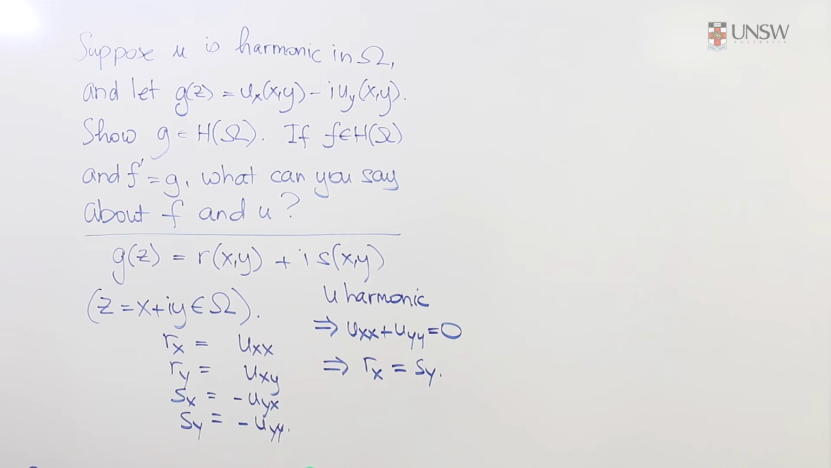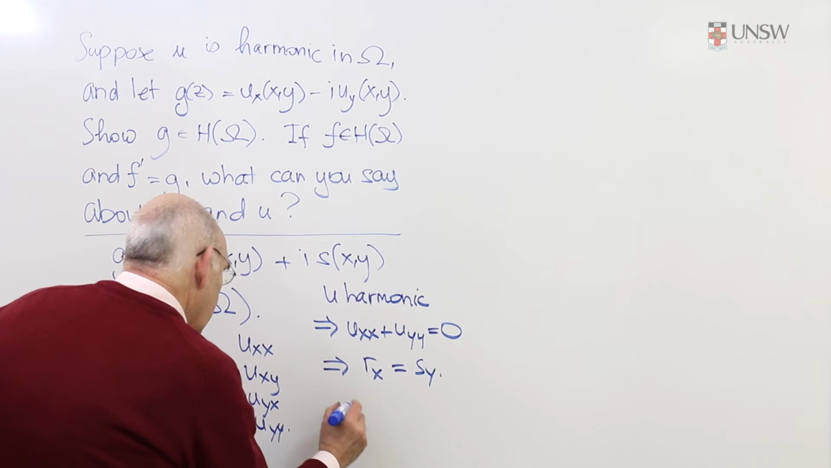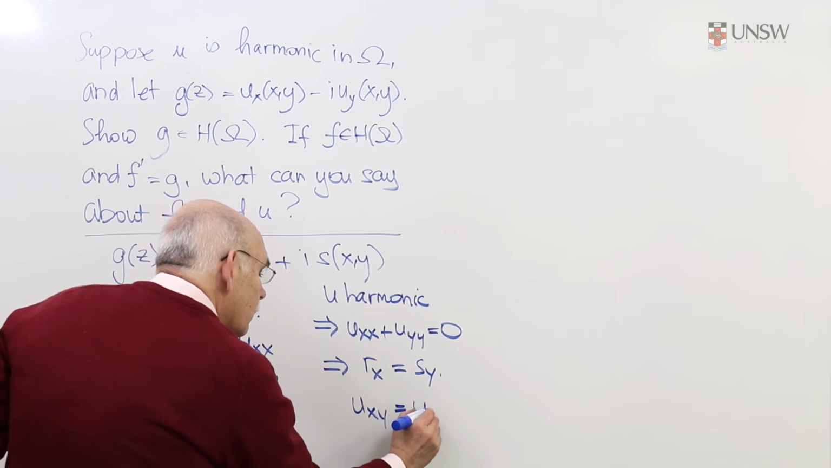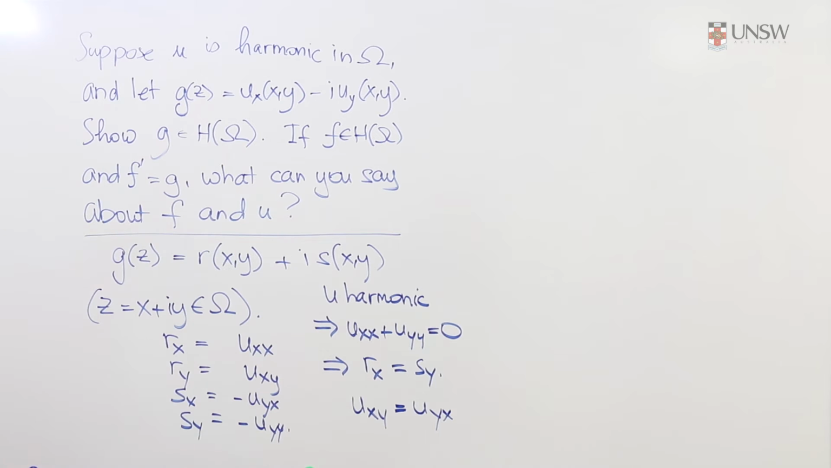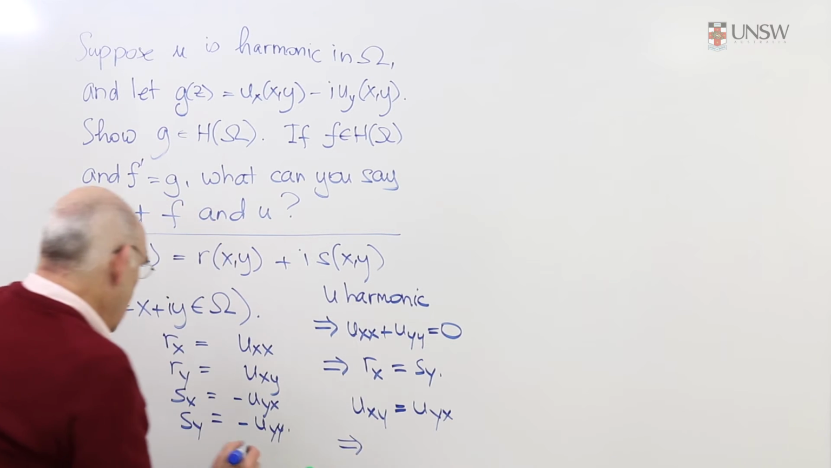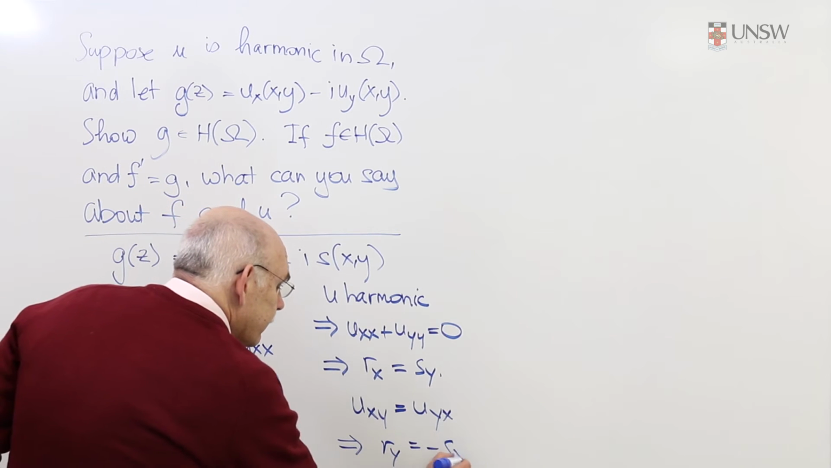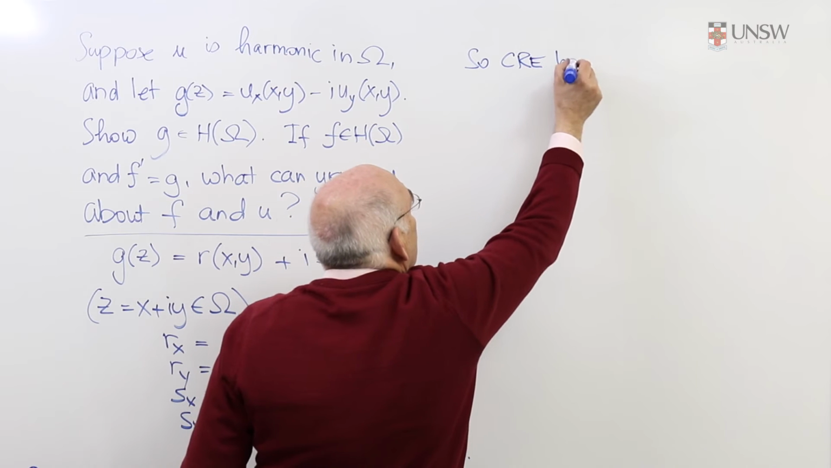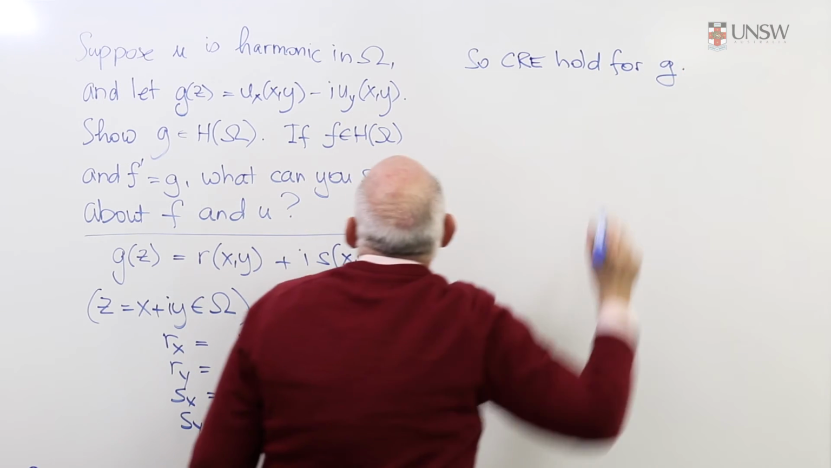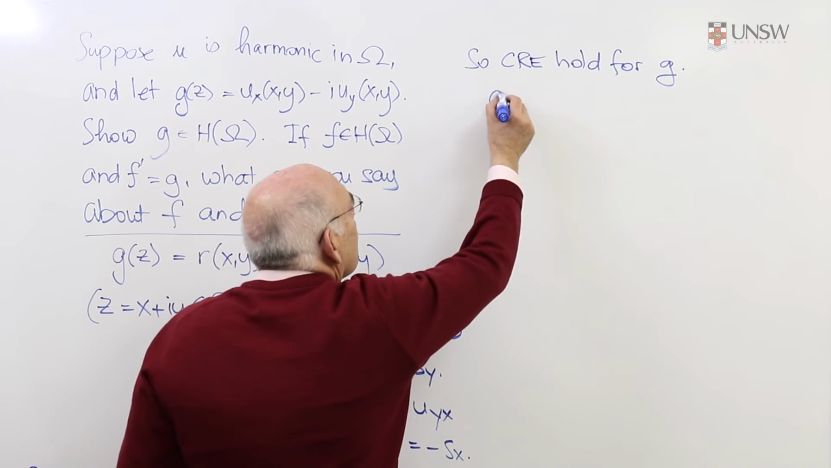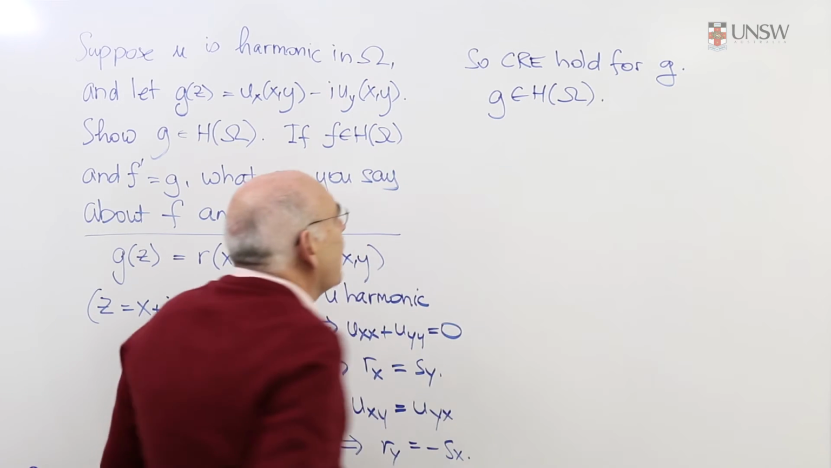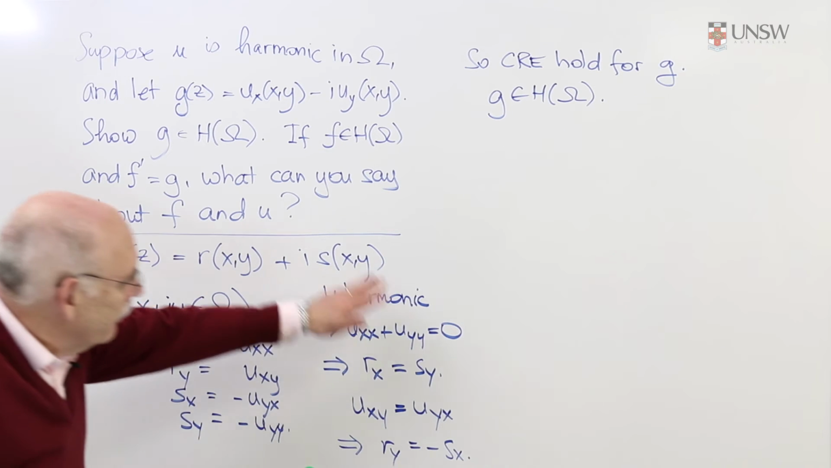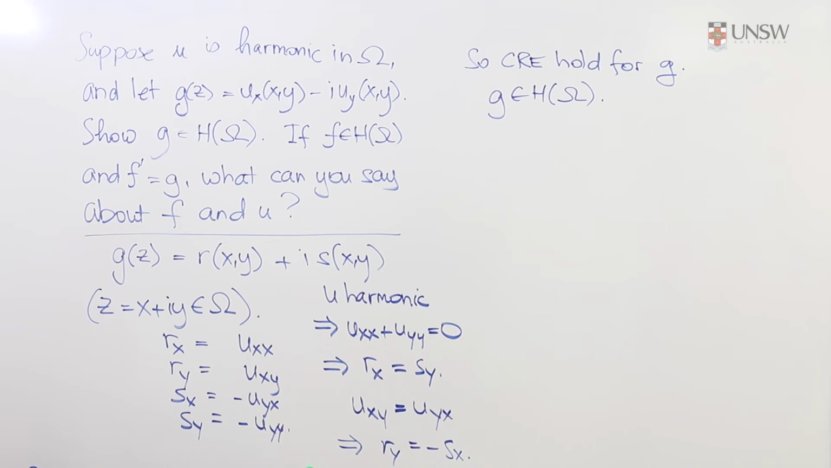And the other thing is that when u is harmonic, then we're always assuming that all these partial derivatives exist and are continuous and so on, and that means that u_xy is equal to u_yx. It doesn't matter which order we do the partial derivatives in, and that tells us that r sub y is equal to minus s sub x. So we've just seen that the Cauchy-Riemann equations hold for g. And that means that g is holomorphic. Now, to be precise, we should know that all of these partial derivatives are continuous, but that's actually part of the assumption of u being harmonic, so there's no problem with that.